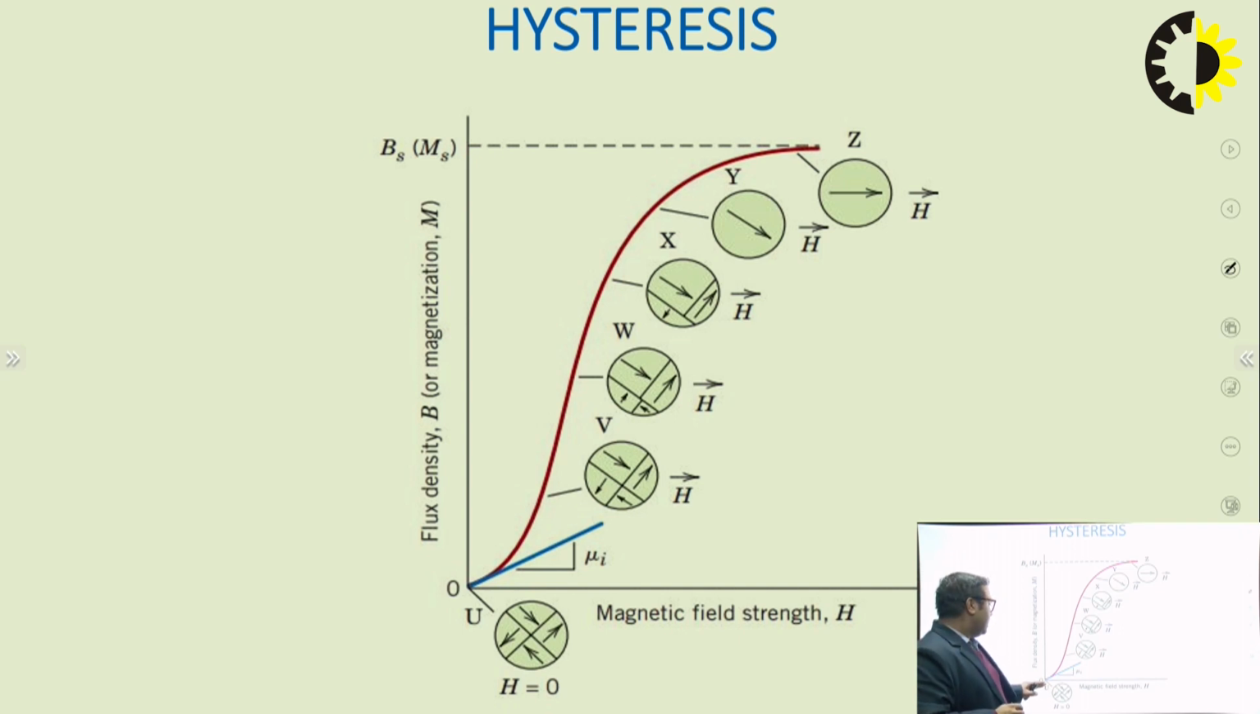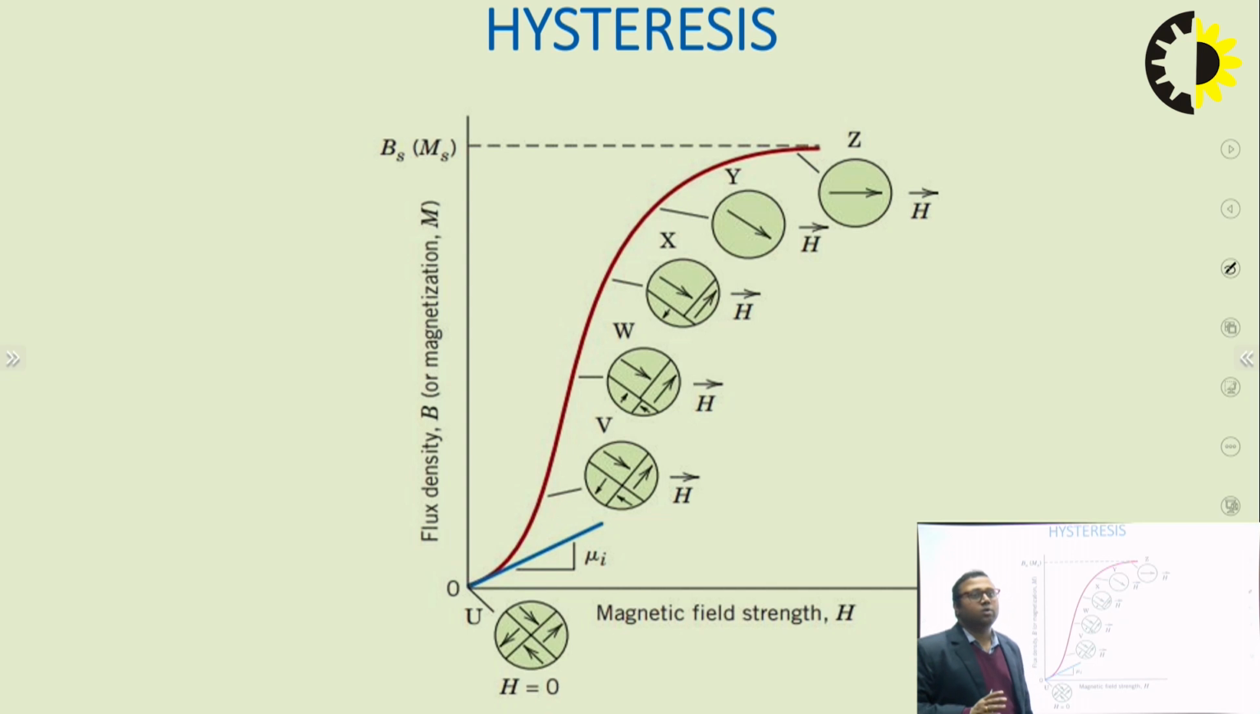So you can see as the external magnetic field is increasing, the flux density for a particular material is also increasing in this manner. And at this point, maximum magnetization for a particular material has been seen. While reaching this point, if you want to remove the external magnetic field, then it has been seen that the magnetization stored in the material will not follow the same path while returning to its initial position.